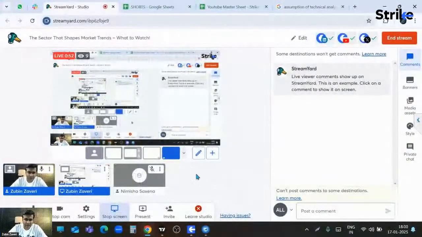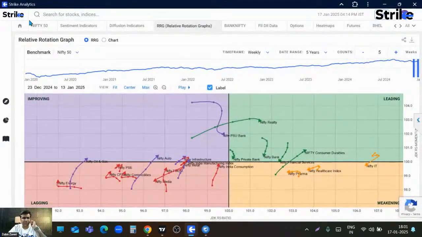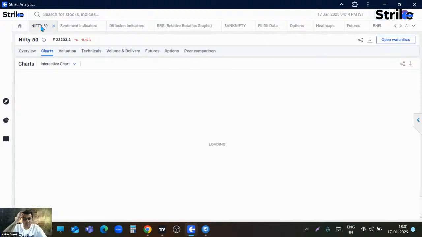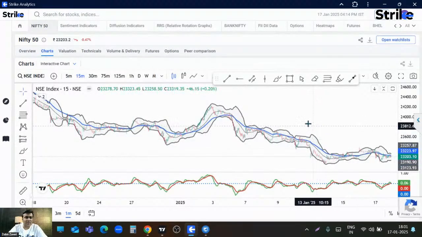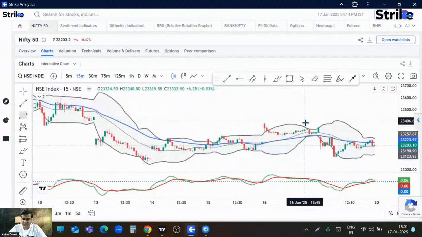All right. So very quickly, let me share my screen. Yes, you can see the Nifty chart. I'll come to RRG later on. Let me take up a Nifty 15-minute chart first.